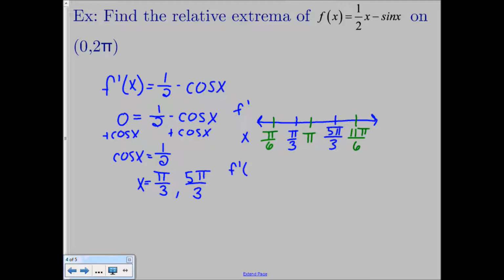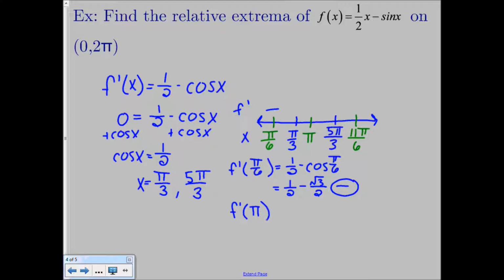So f prime of pi over 6 is the same thing as 1/2 minus the cosine of pi over 6, which is going to be equal to 1/2 minus root 3 over 2, since the cosine of pi over 6 is positive. Now, root 3 over 2 is a bigger number than 1/2, so this answer is all around going to be negative. So we don't necessarily always have to find what the exact value of the derivative is. If you can see if it's going to be positive or negative, you just need to know the sign. That's all that matters for our sign chart anyway.